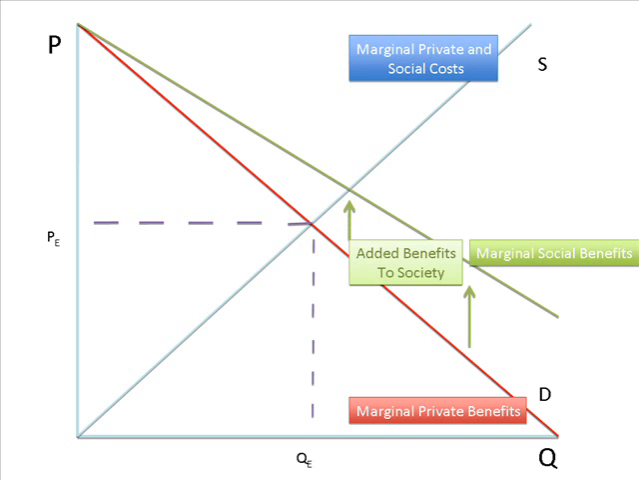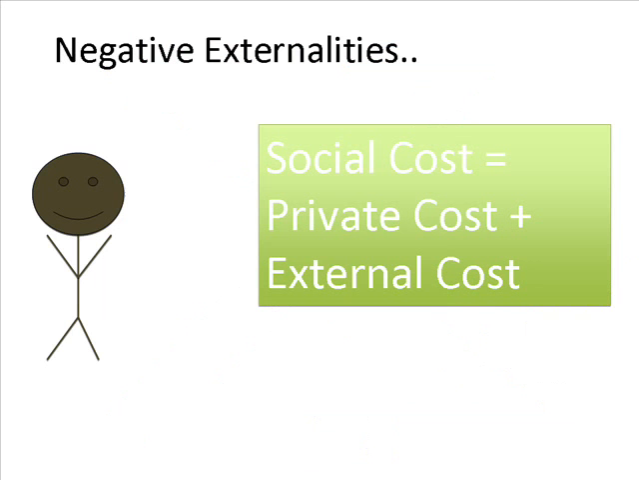The additional benefits that the scholars bring to society is shown by the marginal social benefits line. This creates a new equilibrium point.